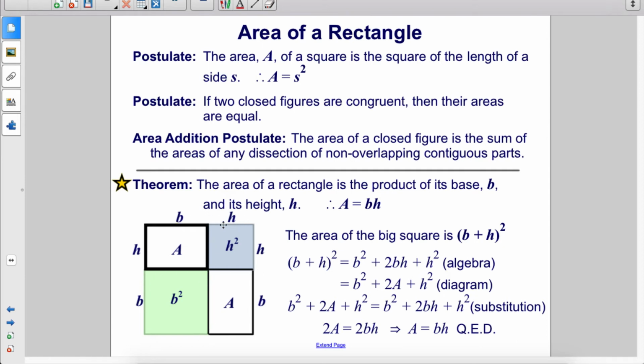So the area of the big square is B plus H times B plus H. So B plus H squared equals B squared plus 2BH plus H squared. And then we have BH here. We know that BH equals A, so we replace that with A. Then we have some substitution, B squared plus 2A plus H squared. And therefore, 2A equals 2BH, so A equals BH.